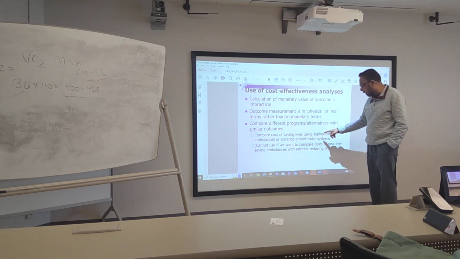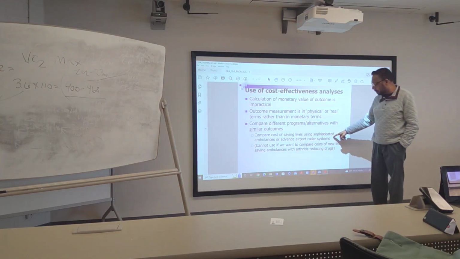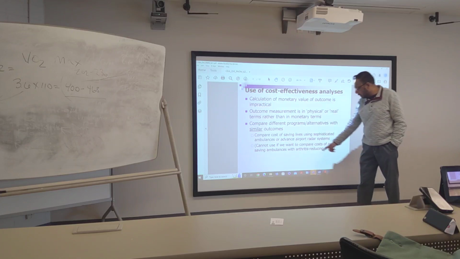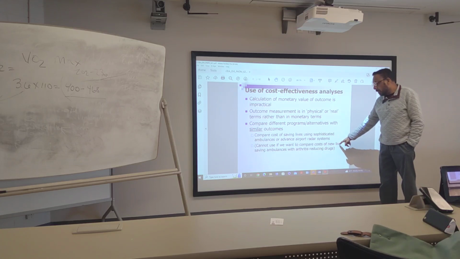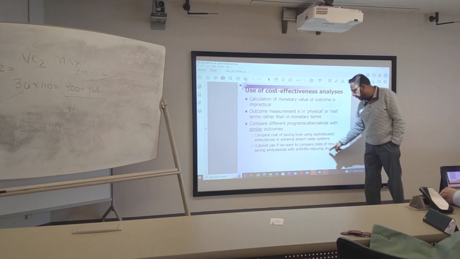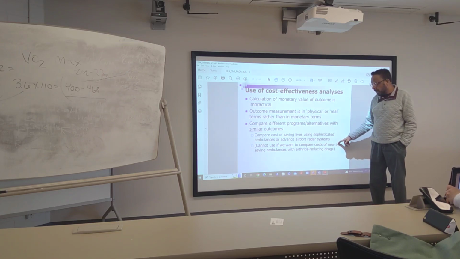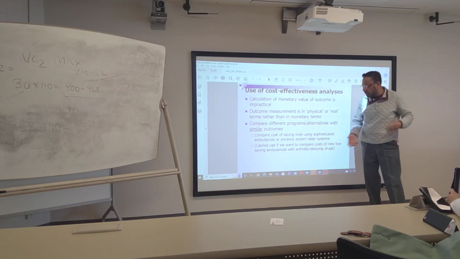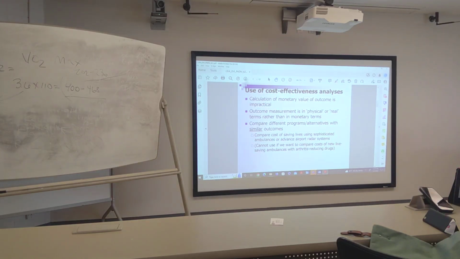Compare the cost of saving lives using radar systems or ambulances. It's the same outcome, lives saved. Then you can compare it. But you cannot compare life-saving ambulances with arthritis-reducing drugs. Why not? Because one is measured in lives saved, and the other is measured in some units of pain. So you can't compare them because the outcomes are in different units. Had both of them been put in dollars, then you could compare them again.